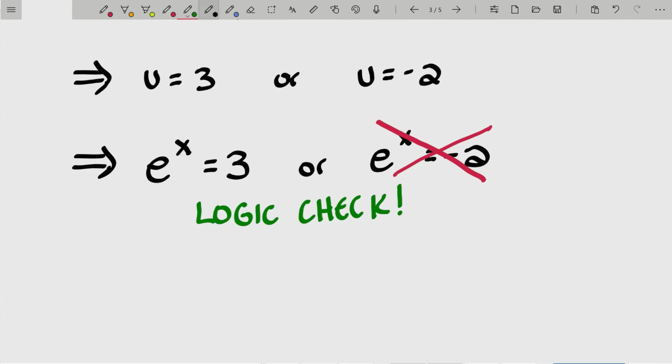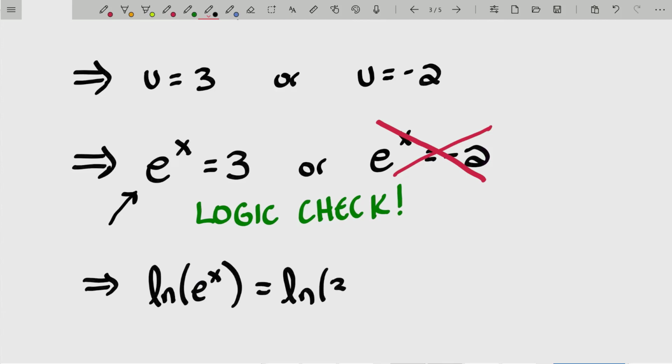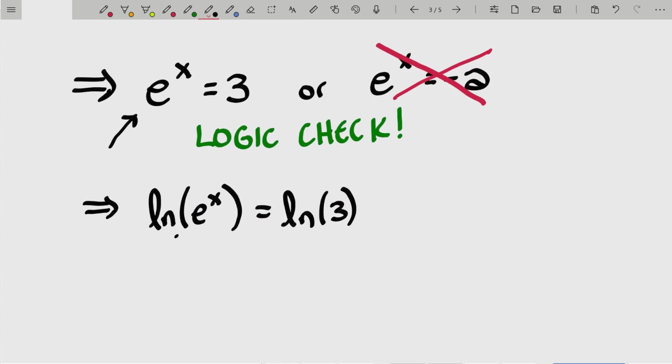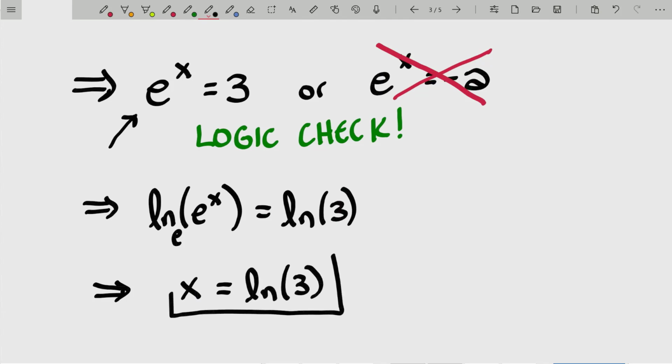Now I'm just going to go ahead and finish out the problem by taking the natural log of both sides of that right there. The natural log of e to the x is equal to the natural log of 3, of course, natural log base e of e to the x is just x. So x is equal to the natural log of 3. I'm boxing that up because I really don't want to check it because I know it's going to work. I already threw out the one that won't work.